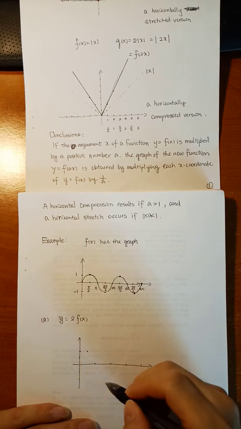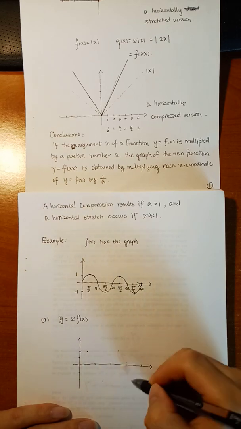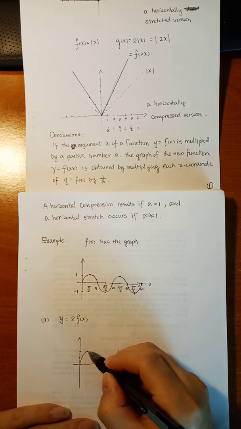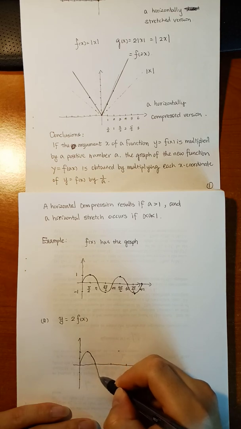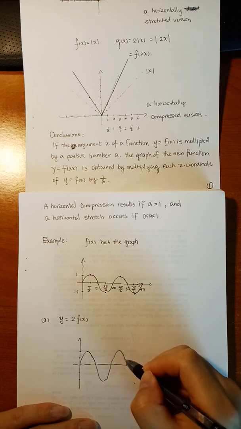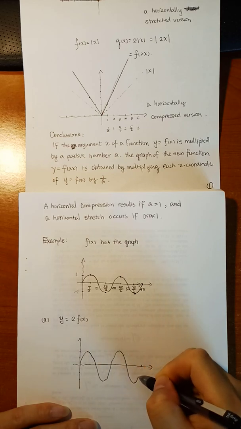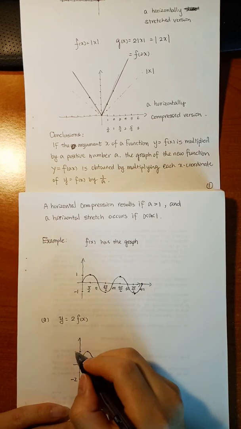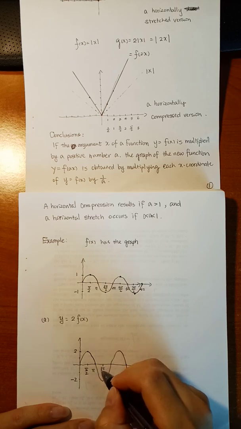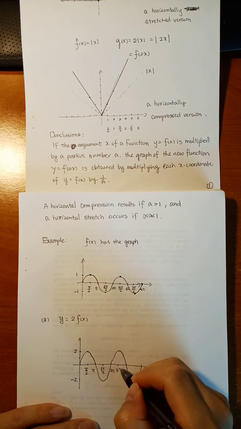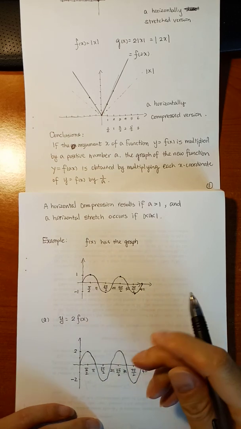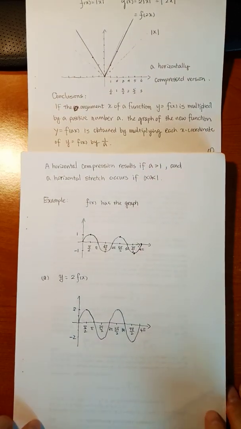Okay, so you're going to stretch it. It's like it's inflated. So this becomes -2, and this is pi over 2, pi, 3 pi over 2, 2 pi, 5 pi over 2, 3 pi, 7 pi over 2, 4 pi. Just a vertical stretch. Okay?